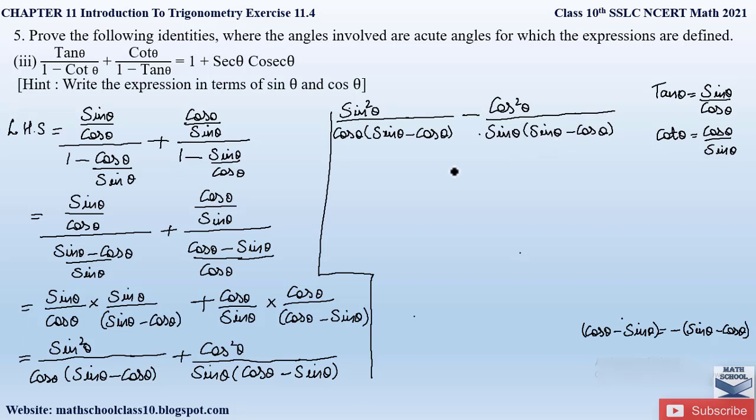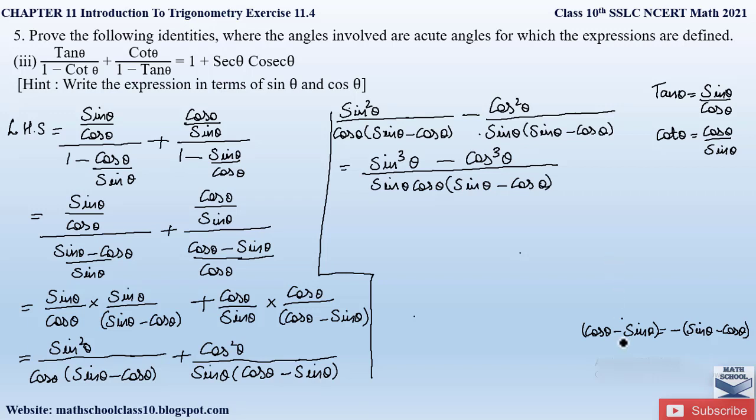Okay, so now we can take the LCM. So our LCM will be now sine theta into cos theta into sine theta minus cos theta. So when we take the LCM and multiply this whole term with sine theta into cos theta into sine theta minus cos theta, cos theta and cos theta into sine theta minus cos theta will get cancelled, and we have sine square theta into sine theta, so this will become sine cube theta. Similarly, in the second term, sine theta into sine theta minus cos theta will get cancelled, and multiplying cos square theta into cos theta will become cos cube theta.